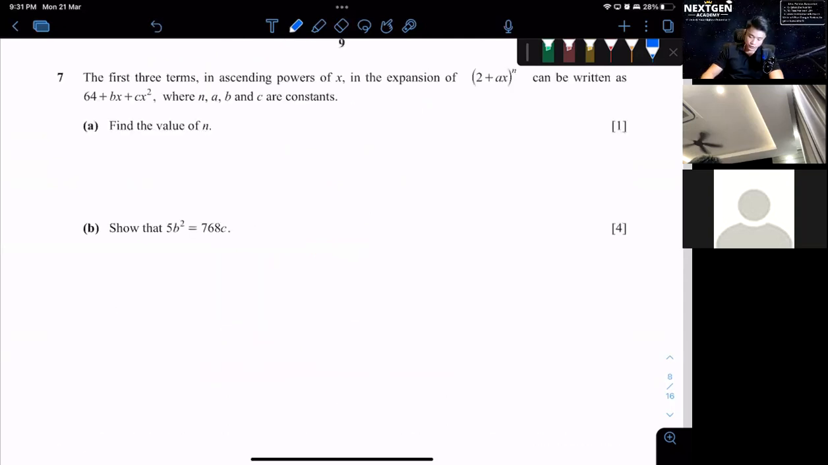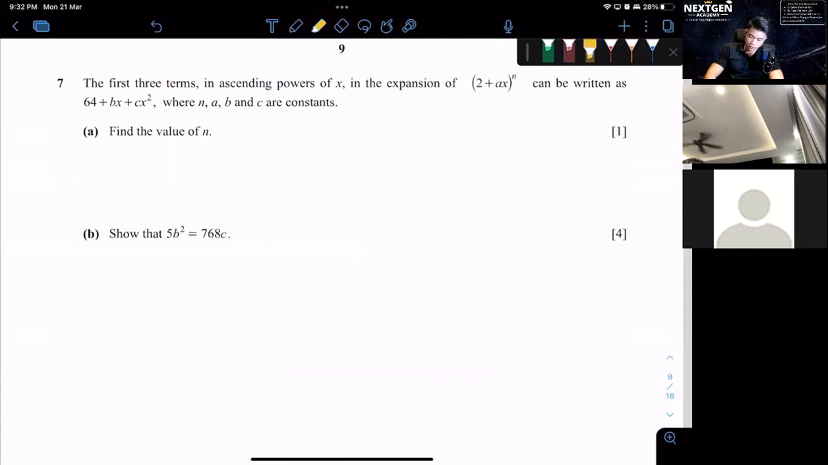Question 7. The first three terms in ascending powers of x in the expansion of 2 plus ax to the power of n can be written as 64 plus bx plus cx squared, where n, a, and b are constants. Find the value of n. Okay, find the value of n. Okay, how do we do this?